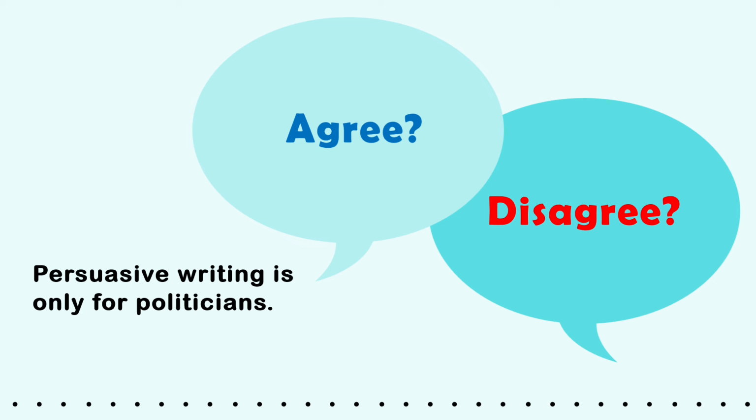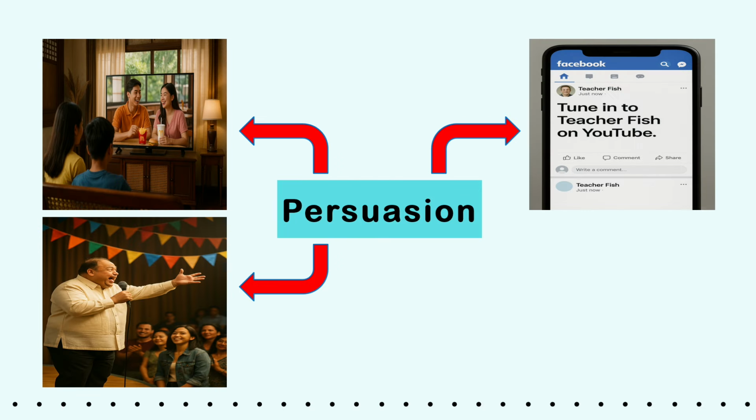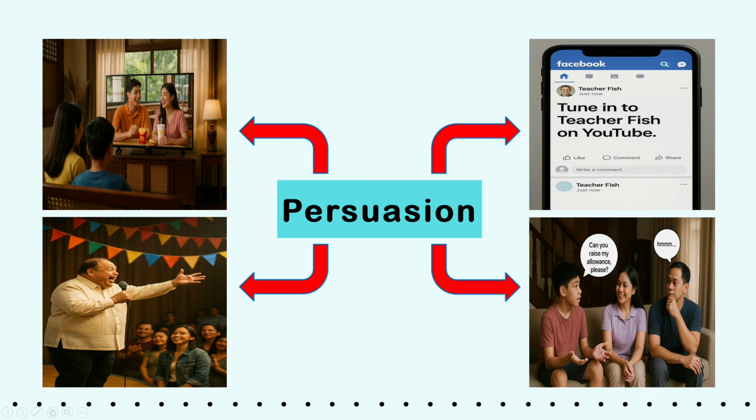Why these questions? Because persuasion is everywhere: ads, speeches, social media posts, even the argument you make with your parents when you want extra allowance. But ano nga ba ang ibig sabihin ng persuasion? The Tagalog word for it is panghihikayat, or ito ay paraan ng pagsasalita o pagsusulat para kumbinsihin ang mga tao na maniwala sa iyong pananaw o kumilos ayon sa iyong gusto.